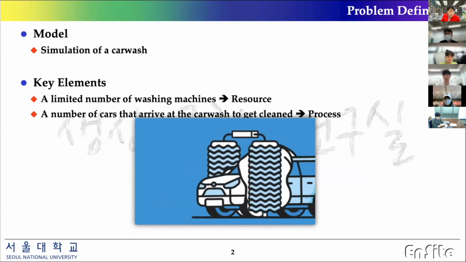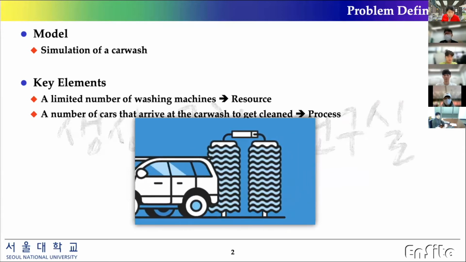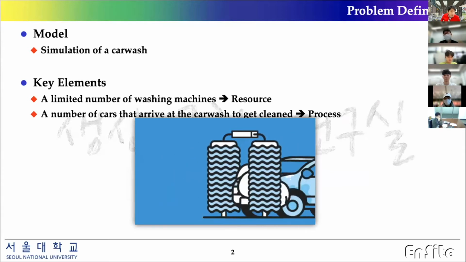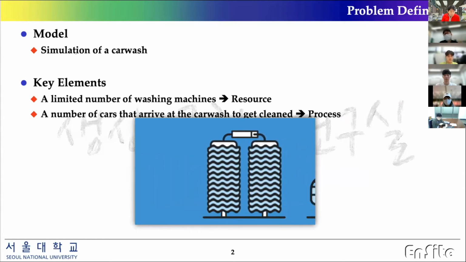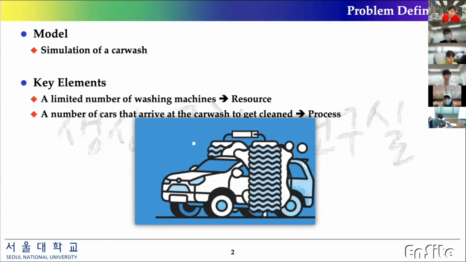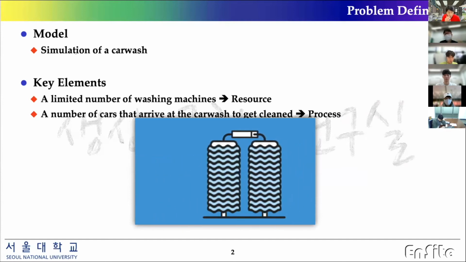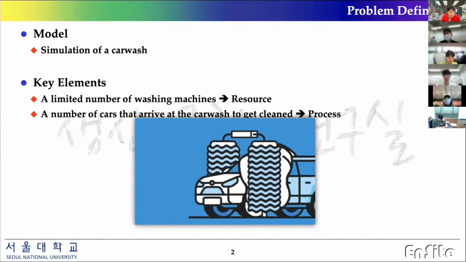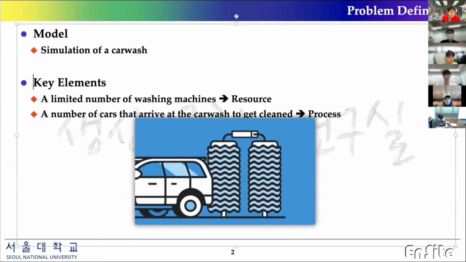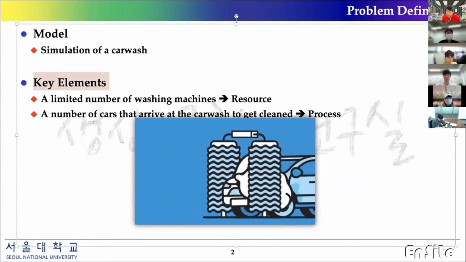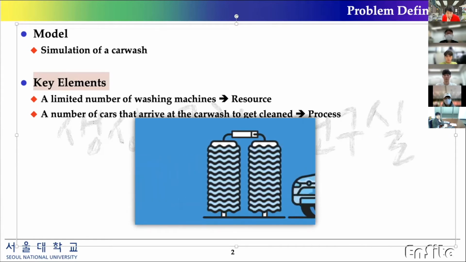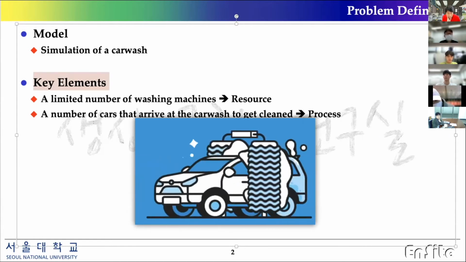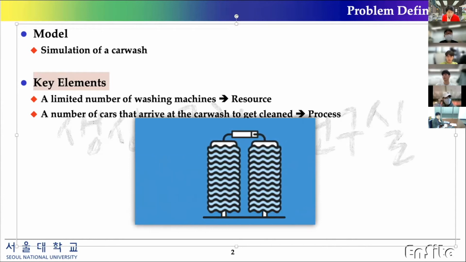Today's target problem is car washing. The object of this model is to simulate a car washing place. In this process, the key elements that have to be considered in order to implement the property of car washing systems.